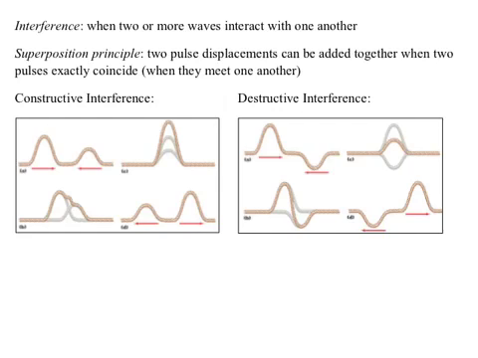So, interference. Interference is simply defined as 2 or more waves interacting. When 2 or more waves interact with one another, you get what's called interference.